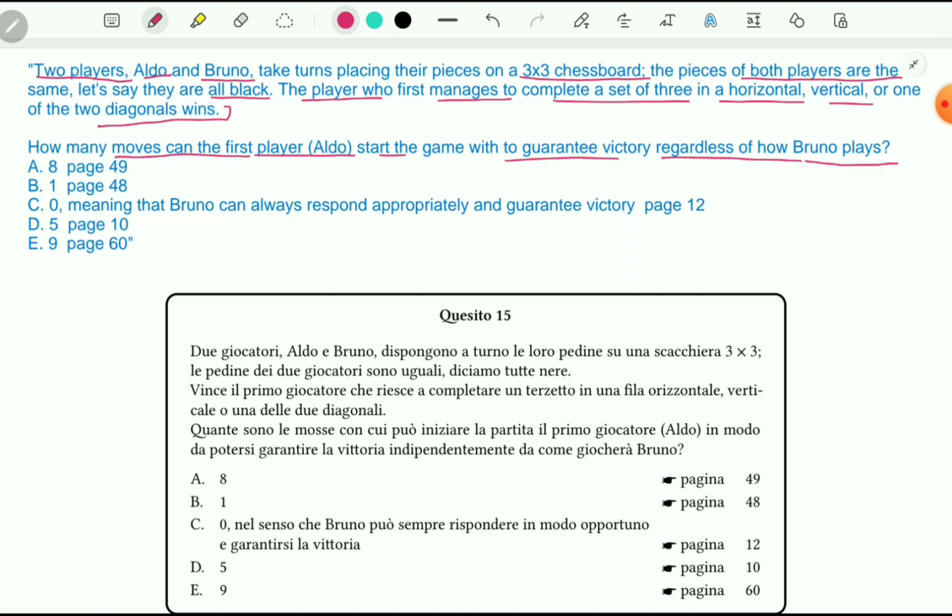Okay, interesting. So it seems like a chessboard which has 3x3 spaces, we can simply consider a chessboard like this. Yes, we can consider it like this. We can also consider a diagonal shape. Okay, this is a chessboard and 2 players, Aldo and Bruno.